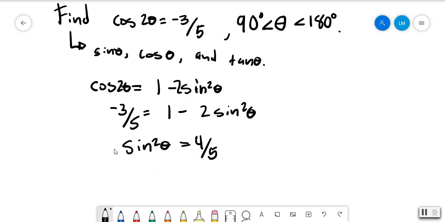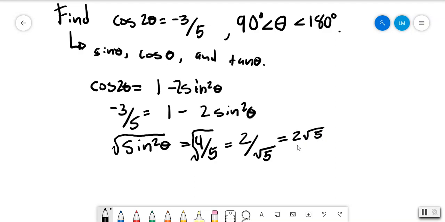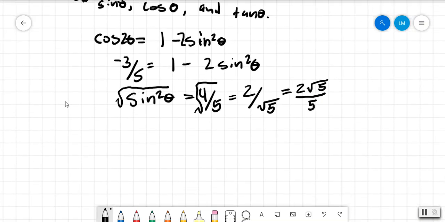So the next step is really just to take the square root on both sides. So we take the square root, and this gives us 2 divided by root 5. Okay, now you could rationalize this if you want to, but it's really up to you. So this is equal to 2 root 5 divided by 5. It's up to you entirely how you want to draw this diagram.